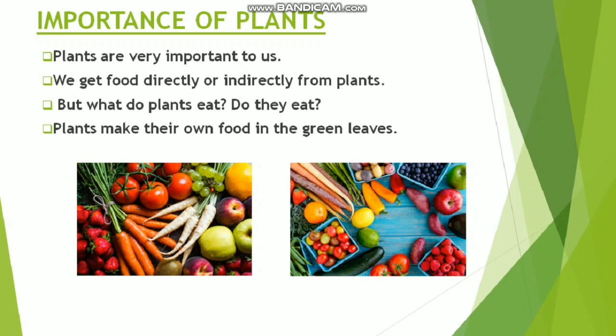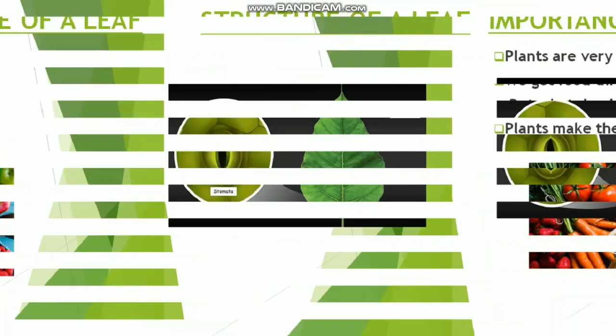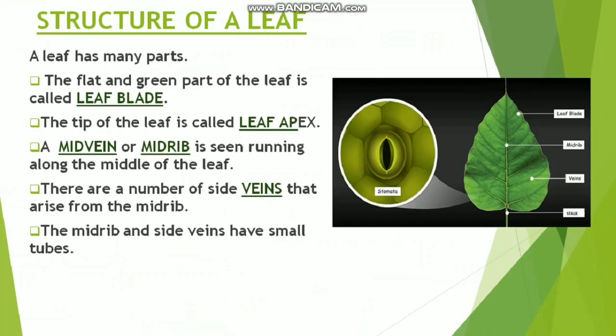But what do plants eat? Do they eat? Yes, plants also make their own food in the green leaves. Leaves are the food factories of the plant. So let us study in detail the structure of a leaf.